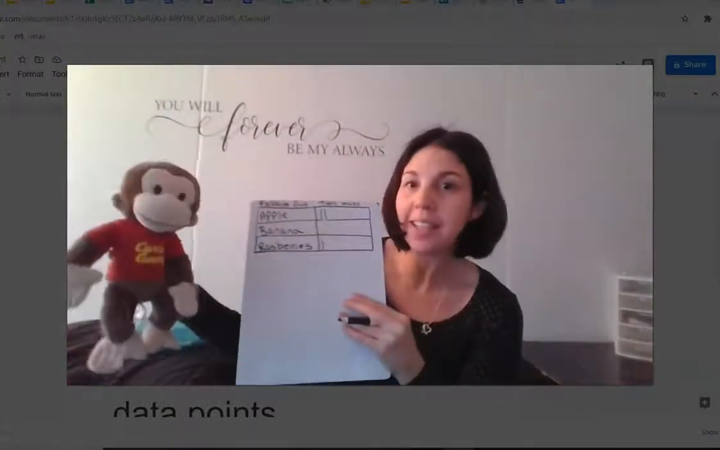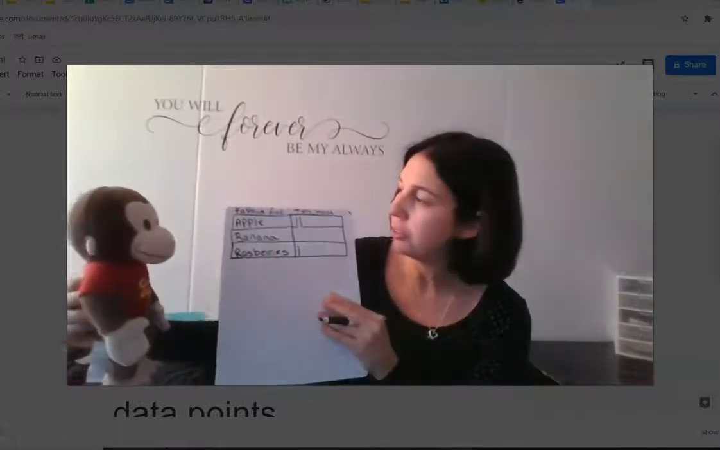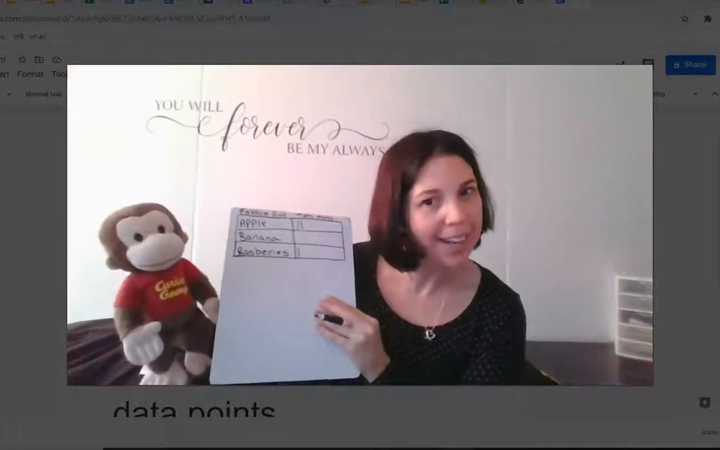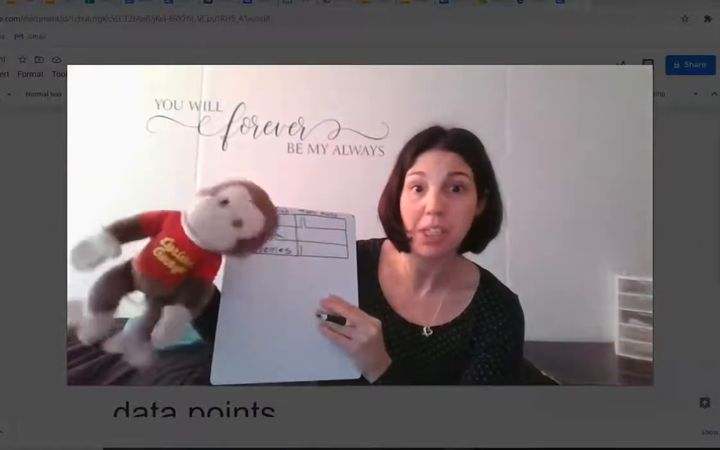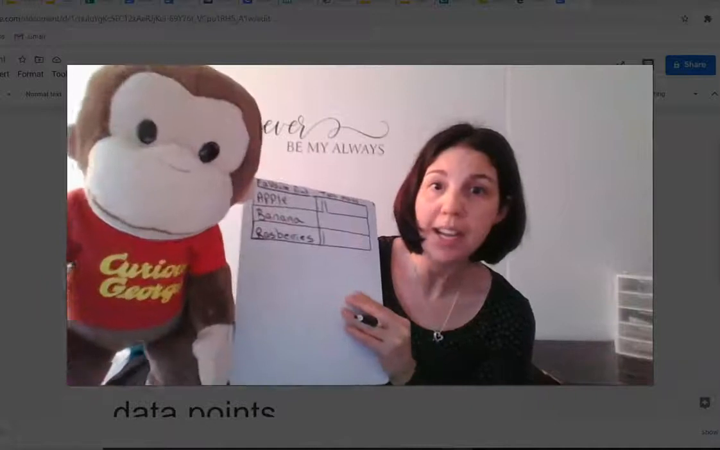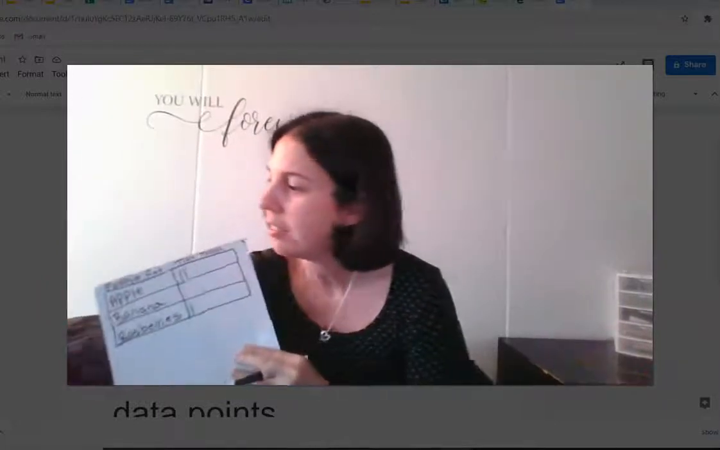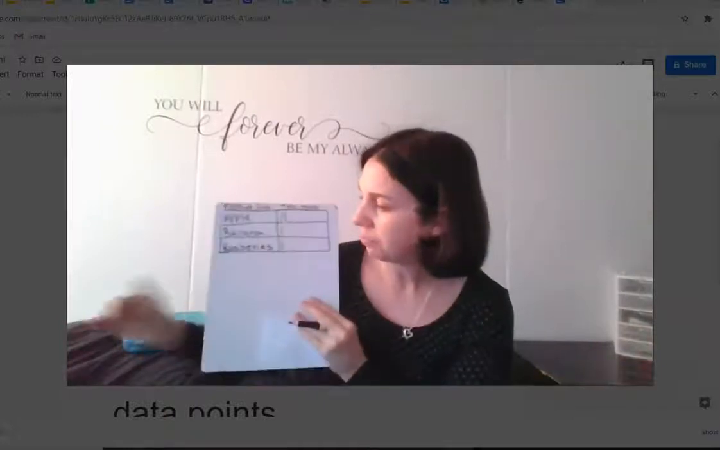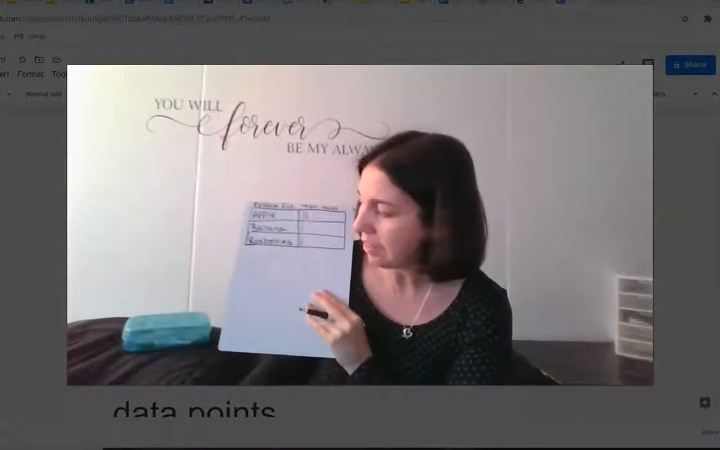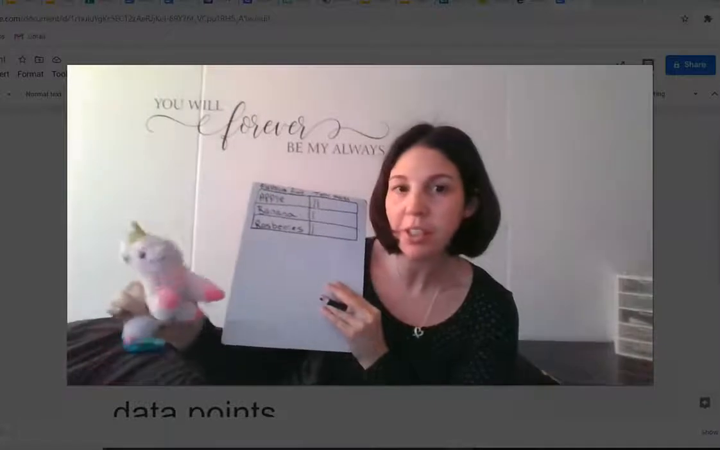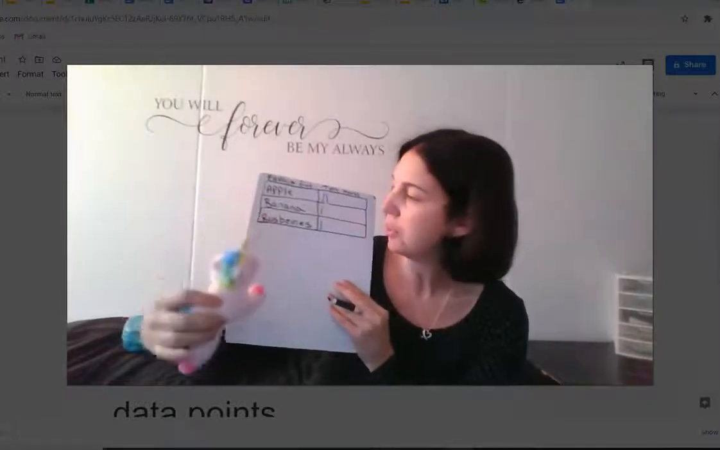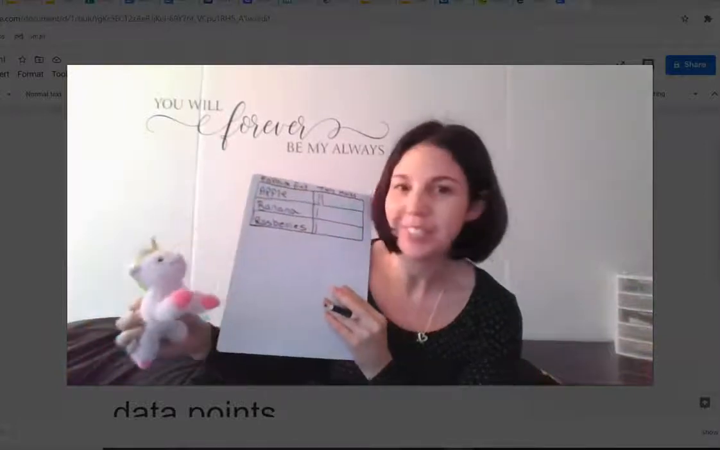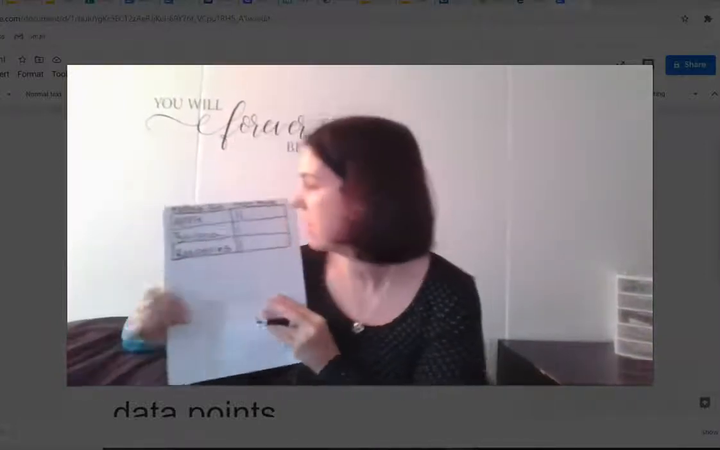All right, who do we have next? Mr. Monkey. What's your favorite fruit? Banana? Oh my goodness, do you like bananas? Of course, Mr. Monkey loves bananas. All right, banana for Mr. Monkey. Next up, we have Little Miss Unicorn. What's your favorite fruit? Raspberries. Ooh, another one for raspberries.